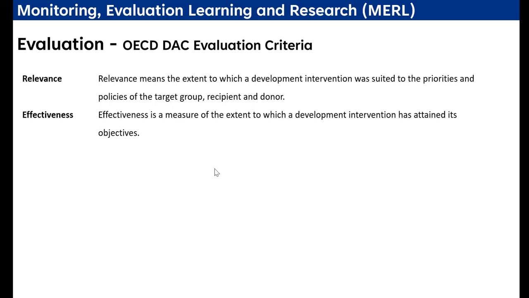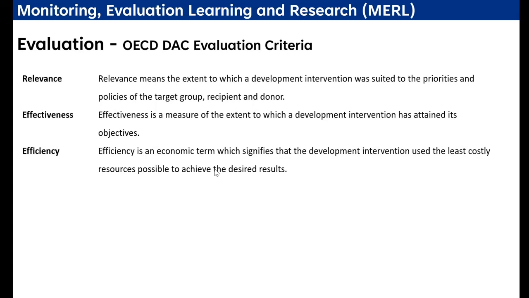The next criteria is effectiveness. You want to see whether the project was effective. Effectiveness basically is a measure of the extent to which a development intervention has attained its objective. It is to see the effectiveness against the objectives of the project. What were the objectives of the project and whether those had been achieved effectively or not.